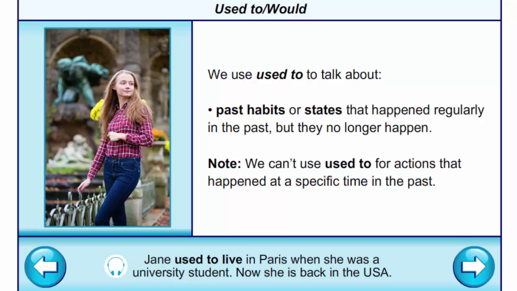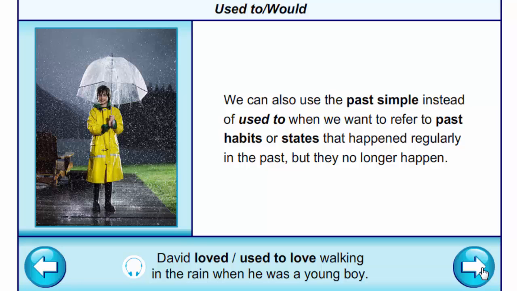Jane used to live in Paris when she was a university student. Now she is back in the USA. We can also use the past simple instead of used to when we want to refer to past habits or states that happened regularly in the past, but they no longer happen. David loved walking in the rain when he was a young boy. David used to love walking in the rain when he was a young boy.